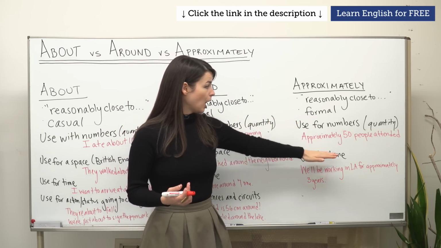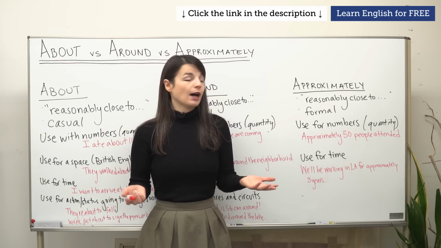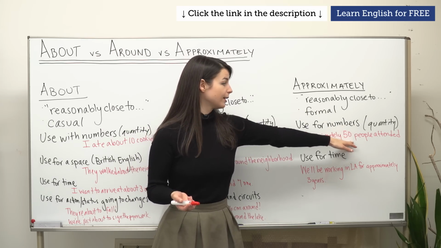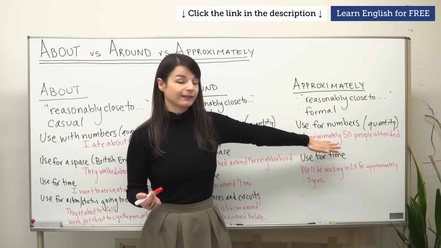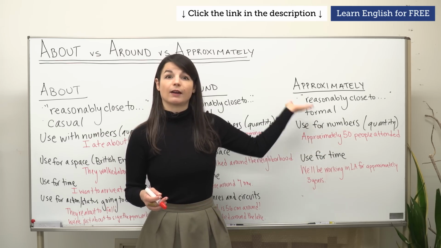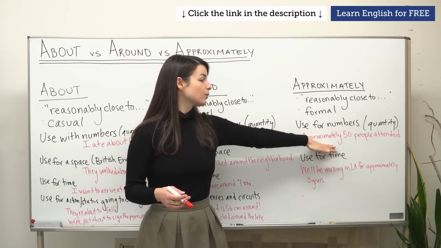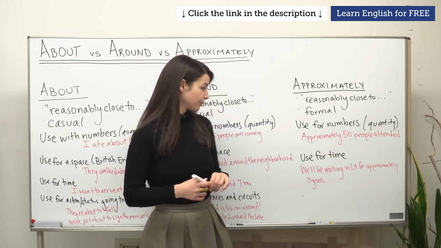We use approximately for numbers, for quantity estimates again. So for example, "approximately 50 people attended the event." Just as we've placed the word before the number here, in this case 50, we can substitute around or about in this sentence to make it a little bit less formal, but using approximately makes it sound a bit more formal. So approximately, around, and about can all be used here, but the level of formality is the only thing that changes.